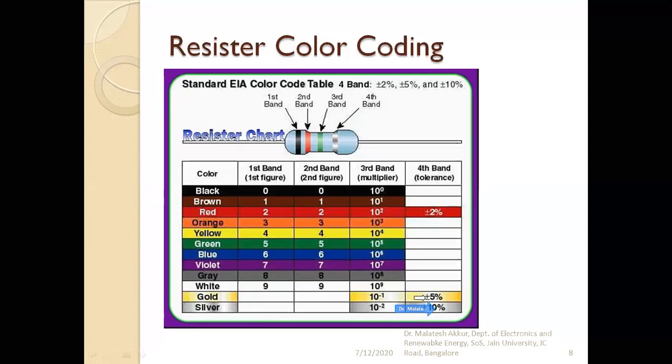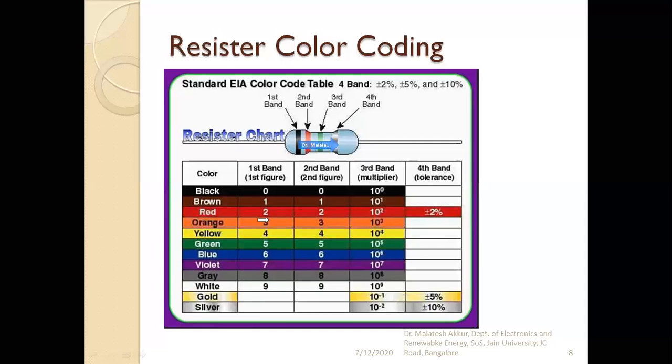If the last band is gold, only 5% will vary. 5% of 100 ohm, that is the color coded value. 5% of 100 is 5 only, right? So 5% of 100 is 5. So it may vary 5 ohm more or 5 ohm less. 5 less means 95. In general we say 100 plus or minus 5% if the last band is gold. If the last band is silver, it is 100 plus or minus 10%. In this case, the silver is there.